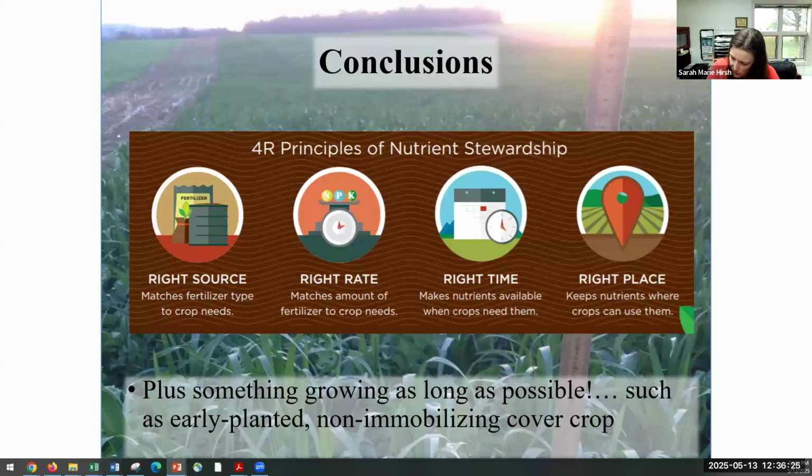So just in conclusion, we want to remember the 4 principles of nutrient stewardship: right source, right rate, especially the right time in our region, and then the right place. And then also really important around here in our region is having something actively growing and taking up that nitrate for as long of a period as possible. So the winter cover crops are really effective around here to help cycle and prevent the loss of that nitrate.